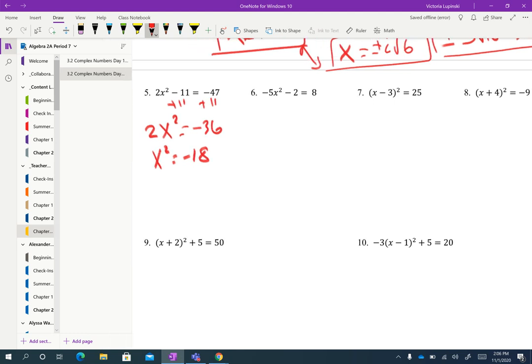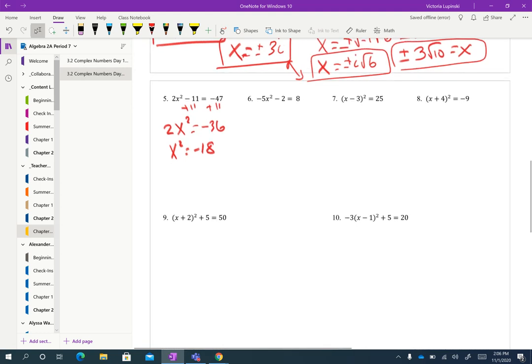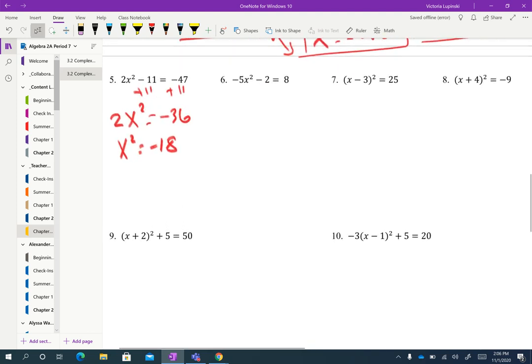Then to get rid of the squared, you're still going to take the square root. When you take the square root, don't forget your plus or minus. You know you're going to have a negative 1.